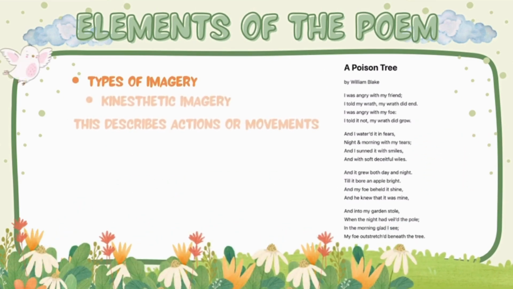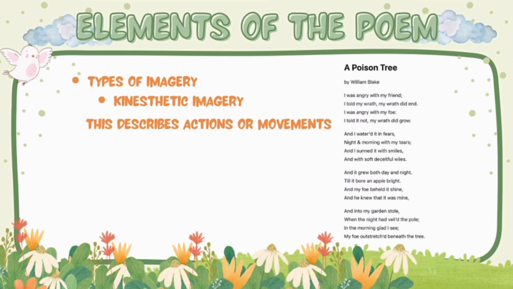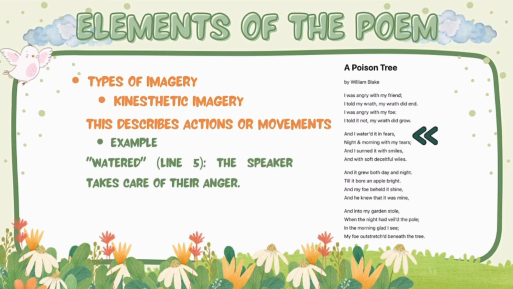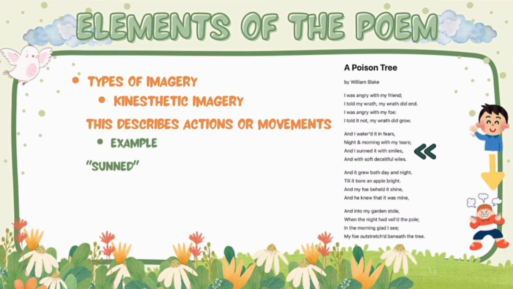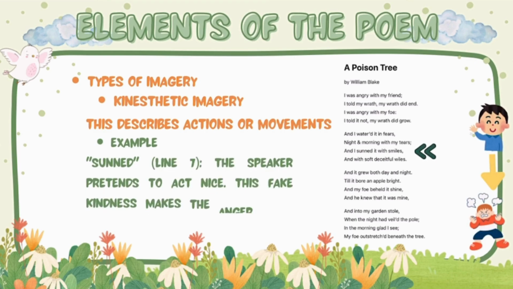Next, let's talk about kinesthetic imagery, which describes actions and movements. In line 5, the word watered shows how the speaker takes care of their anger like watering a plant. Instead of letting it go, they keep feeding it by thinking about it repeatedly. And in line 7, sunned reveals how the speaker pretends to smile and act kind, but this fake kindness only makes their anger grow even stronger.